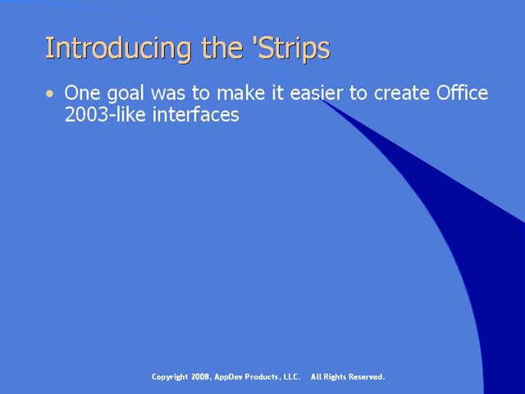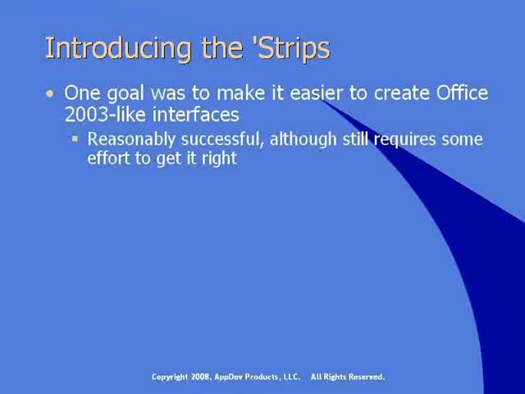One goal of these new controls was to make it easier to create Office 2003-like interfaces. As always at Microsoft, the development tools are a version behind their user products. So although they've moved to Office 2007, and although you can create a ribbon customization in Visual Studio 2008, there is no update to Menu Strip and Tool Strip to make them more like the Office 2007 interface. We're still aiming at the Office 2003-like interface at this point. They were reasonably successful, although it does still require some effort to get the user interface just right.